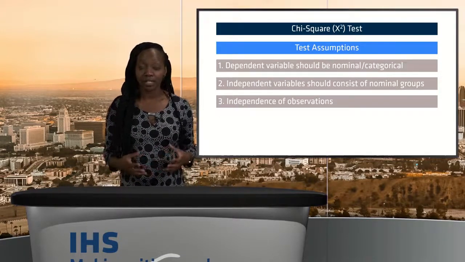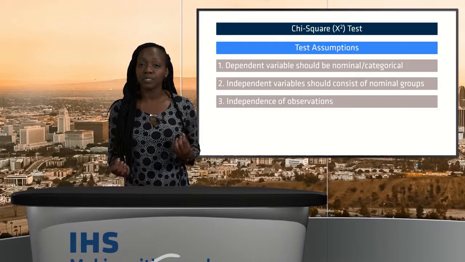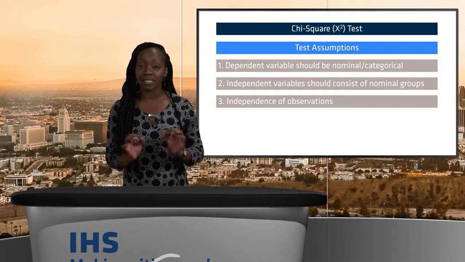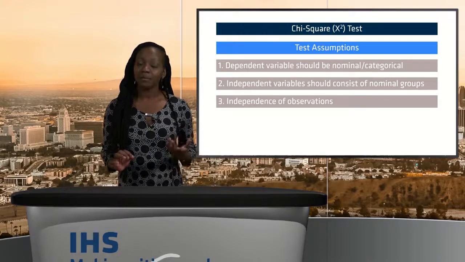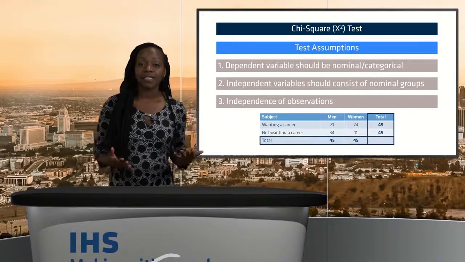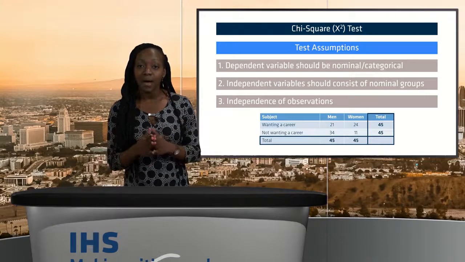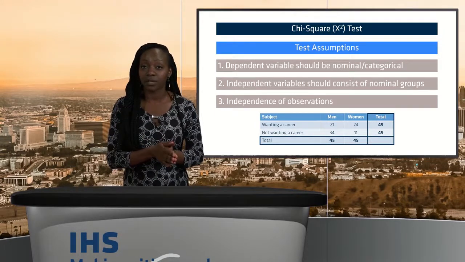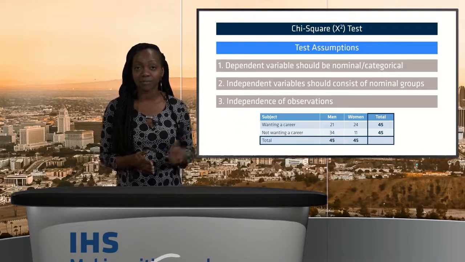Thirdly, you should have independence of observation. This means that each subject contributes data to only one cell. Therefore, the sum of all cells' frequencies in the table must be the same as the number of subjects in the sample. Let me give you an example. Let us say you are studying the differences of male and female in wanting a career with a sample of 45 people. When you sum up the number of male and female responses in either wanting a career or not wanting a career, the total should be 45, as exemplified on the screen here.